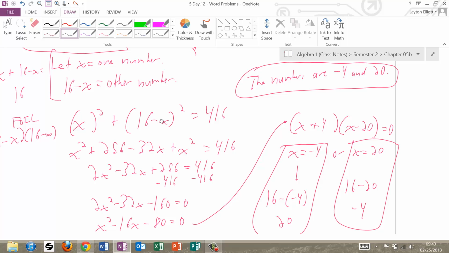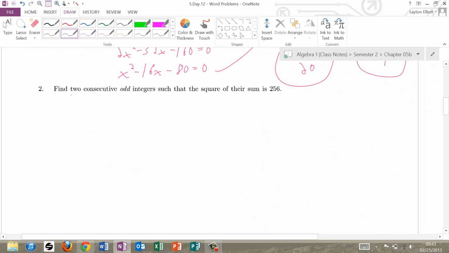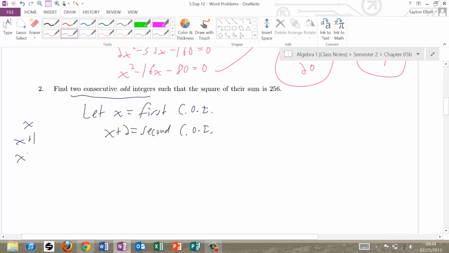Okay, let's go down to the next one. Find two consecutive odd integers such that the square of their sum is 256. Two consecutive odd, we say let x equal the first consecutive odd integer. And then consecutive odds follow the same pattern as consecutive evens. Remember, it's x plus 2, x plus 4, so let x plus 2 equal the second consecutive odd integer. Never, ever will you do x plus 1, x plus 3, that just never happens.